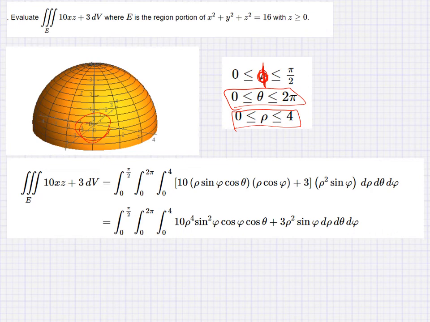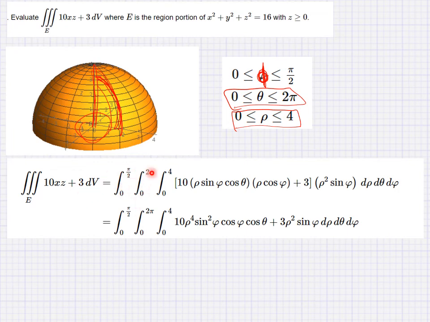Why 0 and pi halves and not 0 and pi? Because we only have half of the sphere. We're only going this much of a rotation from the z-axis, so 0 to pi halves. Right? So then we make our conversion of our function here. This is our function with respect to the volume.